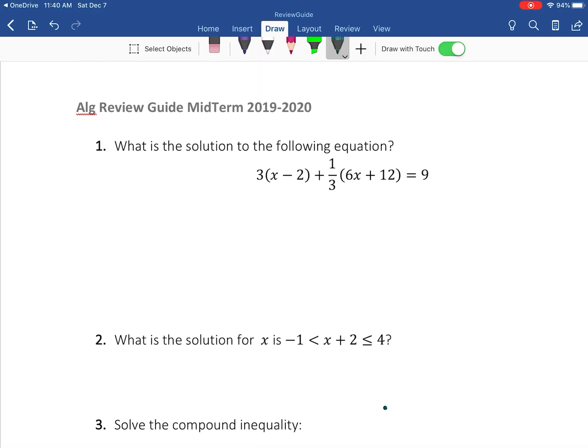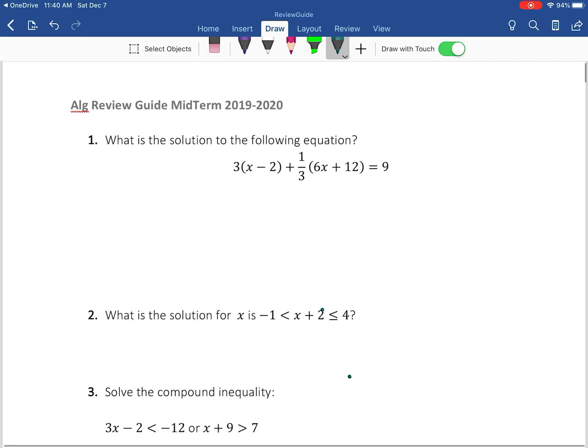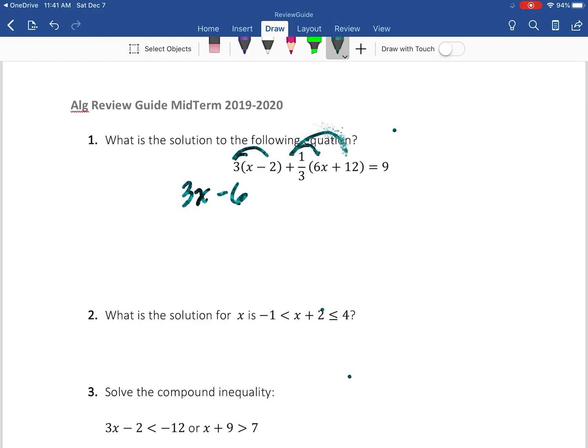All right. So this first problem is just a matter of making sure that we remember to distribute all of our terms to both terms inside the parentheses. So this is going to become 3x minus 6. And we also have to distribute this plus 3 to both terms in here. So this is going to become plus 6 divided by 3 is 2, so that becomes 2x. And then 12 divided by 3 gives me 4, so then that becomes plus 4. And then we have this equal to 9.